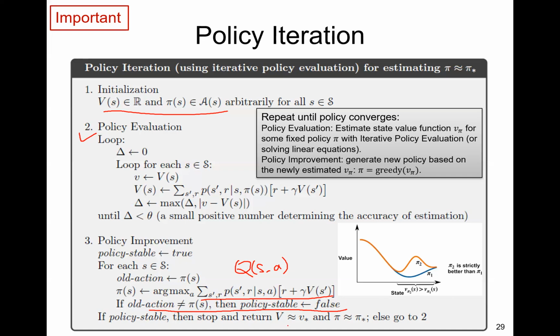If it's stable, then you stop and return the optimal value function and the policy for that value function. Else, you go back to step 2 to perform the policy evaluation of the new policy, then improvement, and iterate. This figure shows that every time you take a greedy step of updating the policy, your new pi will always be better than your original policy. This is the policy improvement theorem.